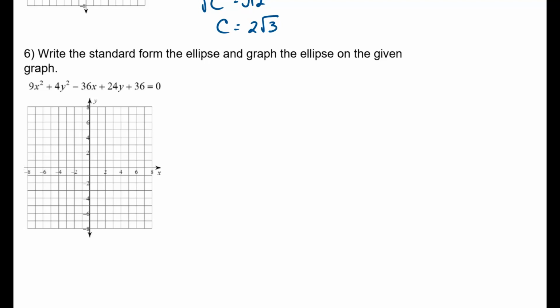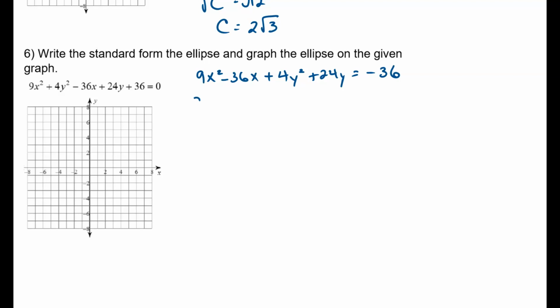First thing we're going to do is group our variables together and move our constant over. So with this, we have 9x squared minus 36x plus 4y squared plus 24y is equal to negative 36.